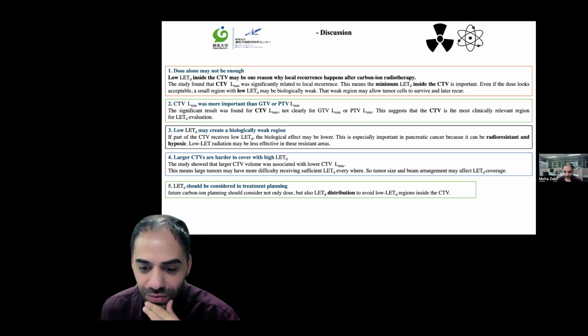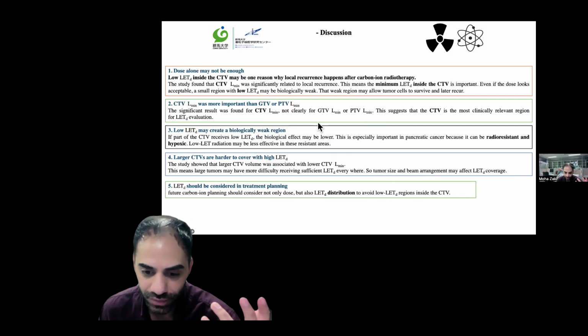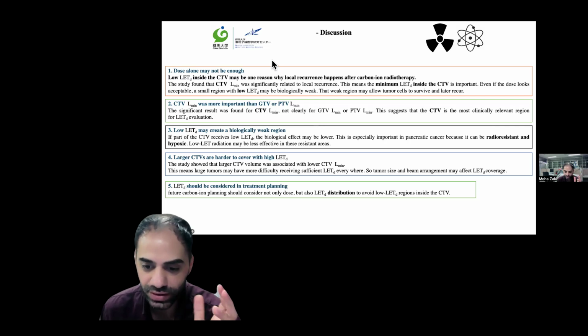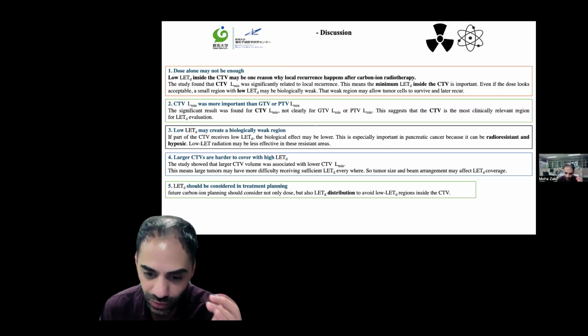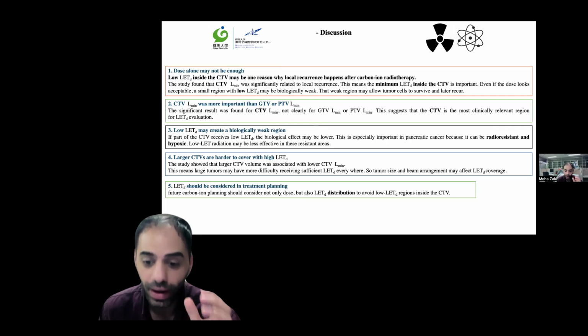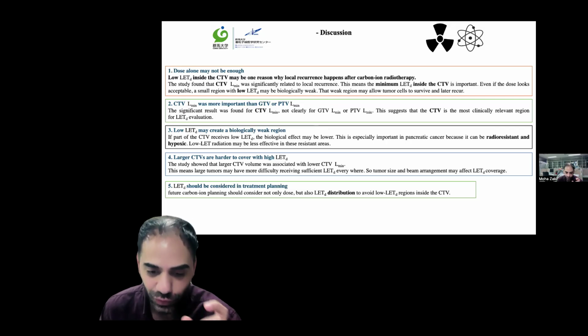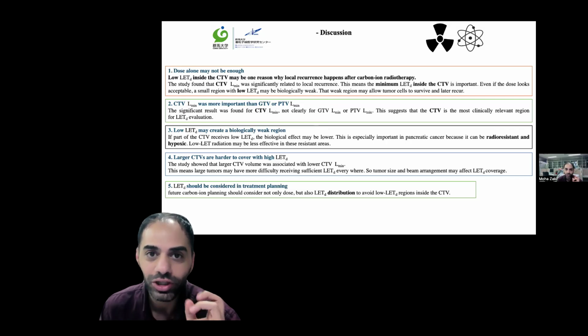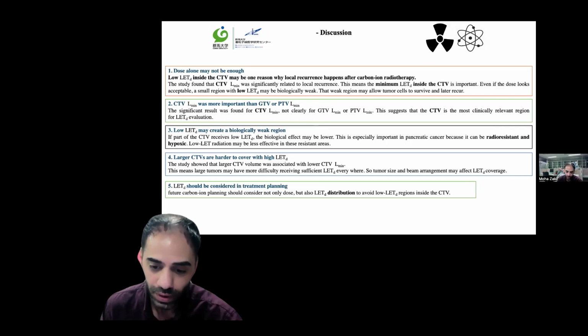The first discussion point is that dose alone might not be enough. Low dose average LET inside the CTV might be one reason why local reoccurrence occurs after carbon ion radiotherapy. Even if the dose looks acceptable, a small low dose average LET region might be biologically weak. Tumor cells in the region might survive and later cause reoccurrence.